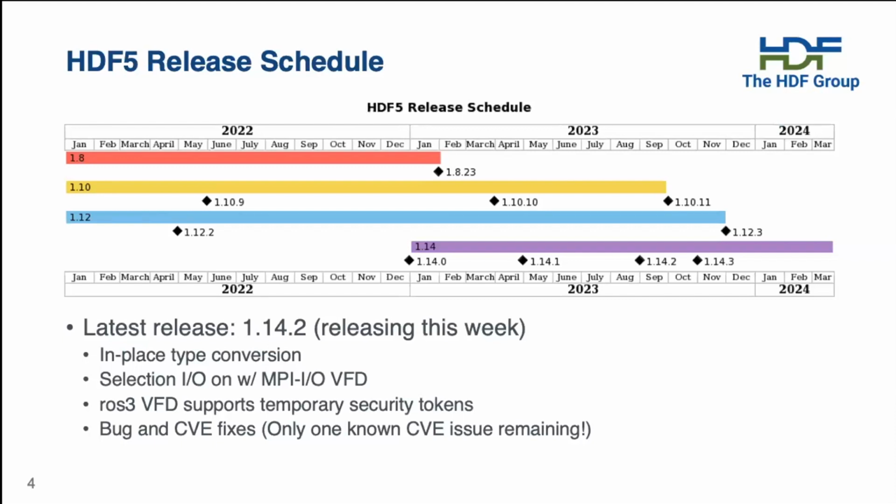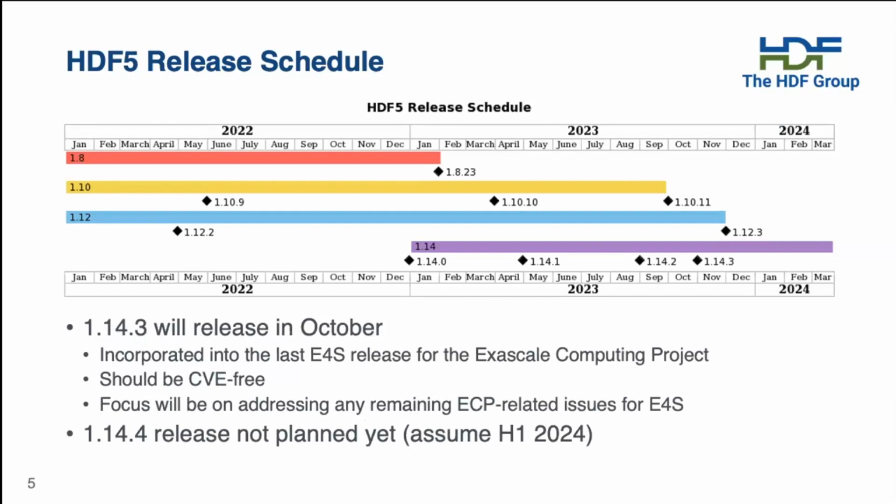The latest release is 1.14.2. It's releasing this week. It includes in-place type conversions, selection IO with MPIO, the MPIO VFD. The S3 VFD now supports temporary security tokens, and a bunch of bug and CVE fixes. So now we're down to one known CVE issue remaining. I'll talk about CVE issues in a little bit if you don't know what those are. Then 1.14.3 will release in October.